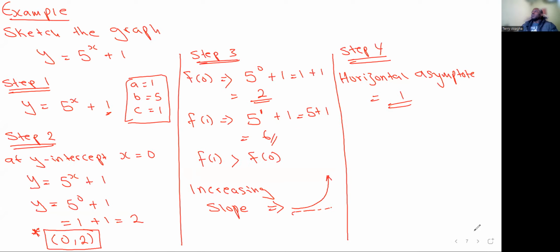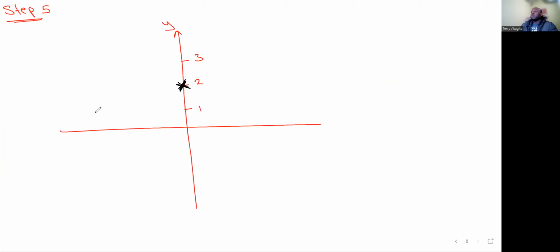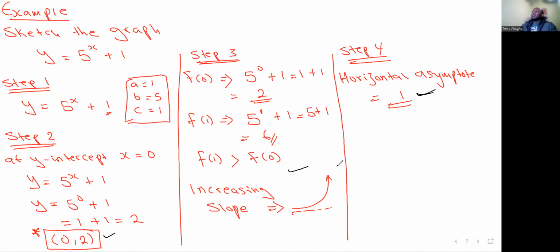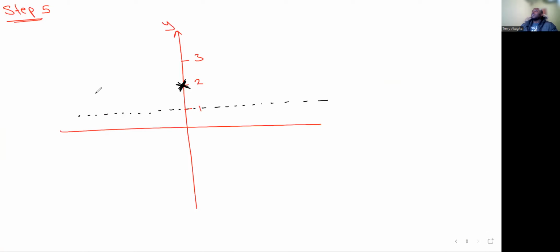And also we know the horizontal asymptote is at 1. So the y-intercept was at (0, 2), and the horizontal asymptote is at 1. So we'll be expecting that the horizontal asymptote will be here. Good. And also we know that it's going to be an increasing slope. So that means we'll be expecting the graph to look like this. It's going to move all the way through this and go up. So this is the graph, and that will be the answer for that.